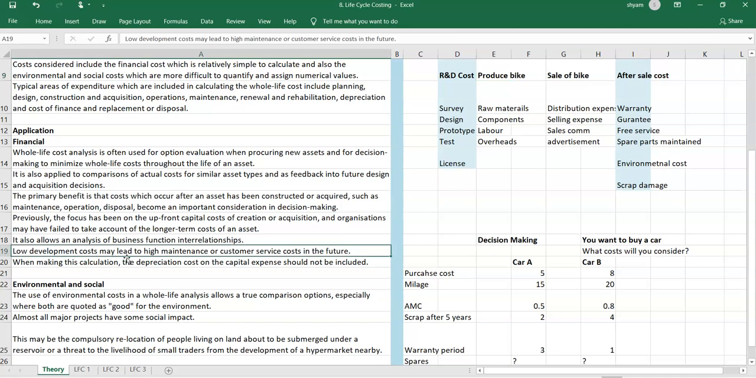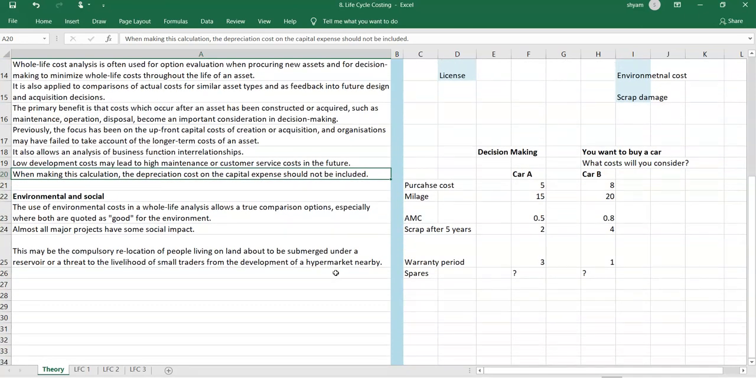Low development cost may lead to high maintenance or customer service costs in the future. So we should not focus on poor quality products. We should focus on the longer term win-win for both the customer and the company here. So we should ensure that at the development itself the product is of good quality and meets the customer's requirements. When making this calculation, the depreciation cost on the capital expense should not be included.